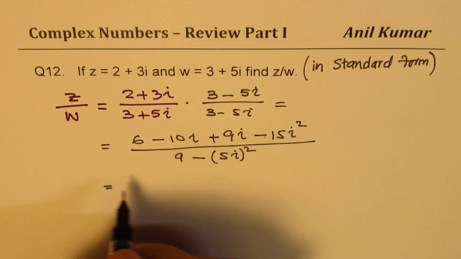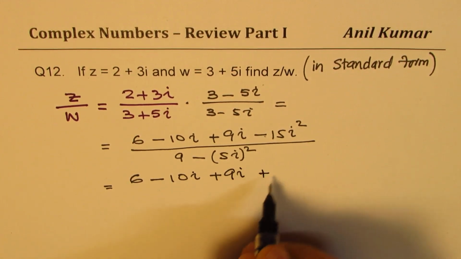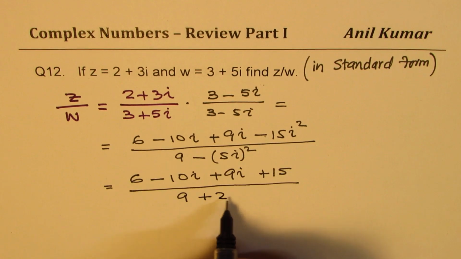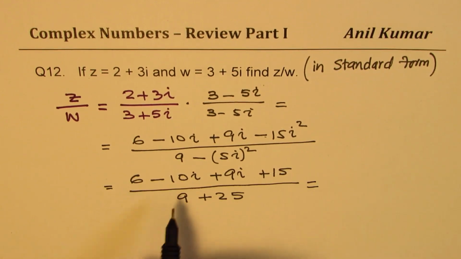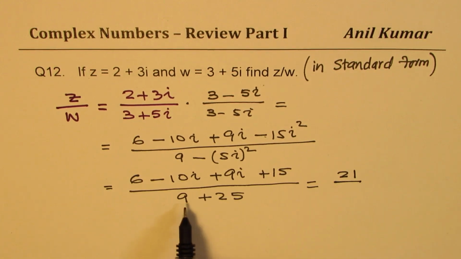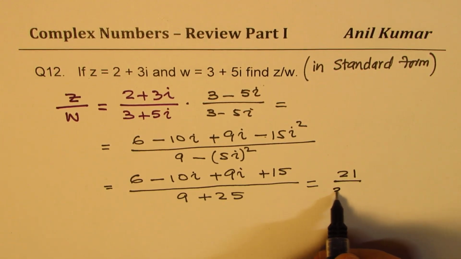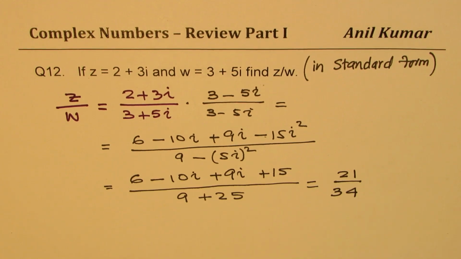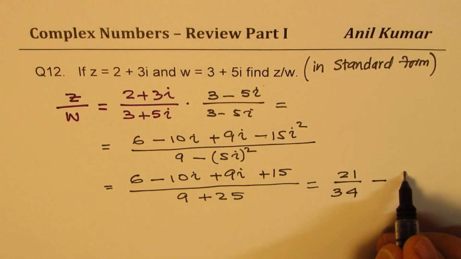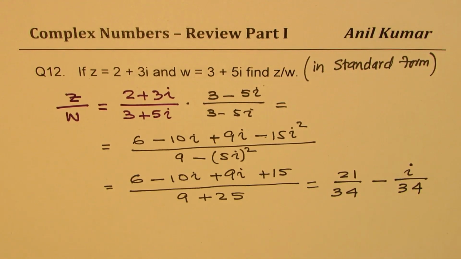This is like plus 15, right? Let's rewrite. We get 6 minus 10i plus 9i plus 15. So that becomes a real part. And the denominator is also real, 9 plus 25, correct? Now, you can write 6 plus 15 is 21, so we get 21 over 9 plus 25, which is 34. So that becomes the real part, and the complex part will be minus i over 34. Is that clear? So that becomes the answer, right?